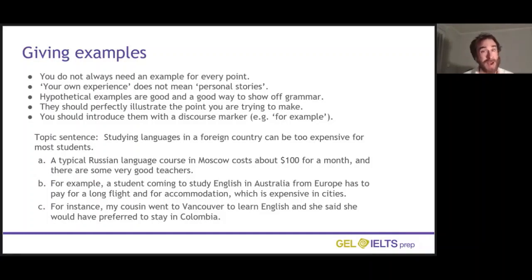Sentence A is a bad example. The first problem is that they do not start their sentence with a discourse marker. There's no indication that it's an example. They should say, for example, or for instance.